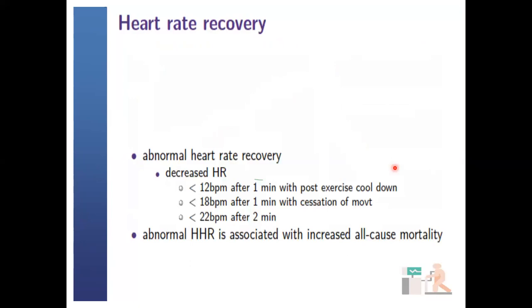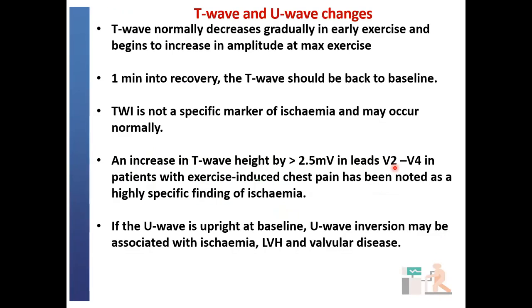So when we are looking for an abnormal heart rate recovery, for instance in the first minute, we are expected to have decreased by at least about 12 beats per minute. And by the second minute, we should have about a 22 beats per minute decrease in heart rate. An abnormal heart rate recovery is associated with increased all-cause mortality. Then the T-wave normally decreases gradually in early exercise and begins to increase in amplitude at maximum exercise. One minute into recovery, the T-wave should be back to baseline.